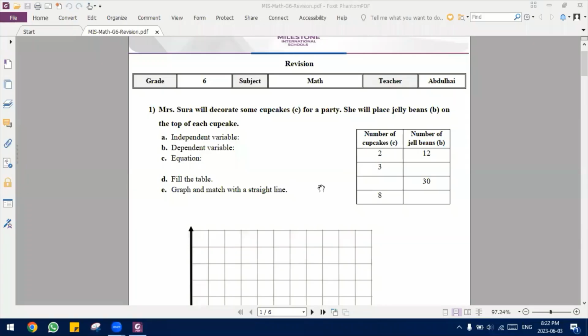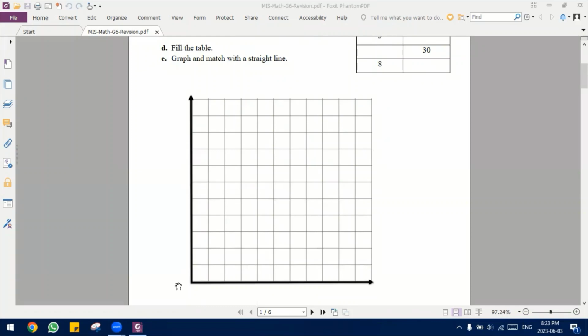Hi everyone, this is the revision for the final exam for grade 6 math. In the first question, we need to decide which variable is independent, which one is dependent, and then write the equation that will help us to fill the table, and then use the table to draw the graph and match it with a straight line.